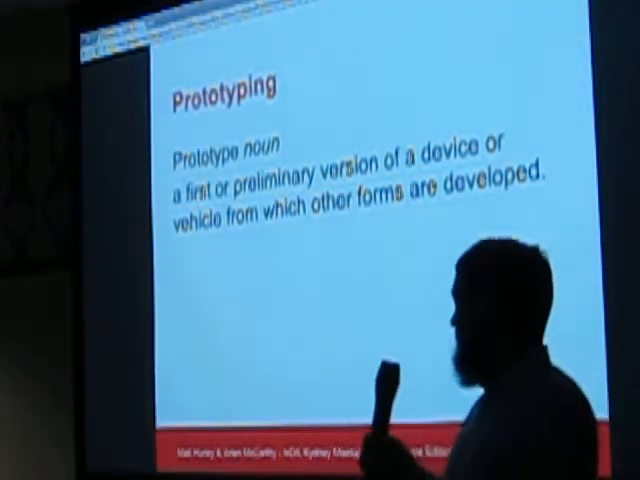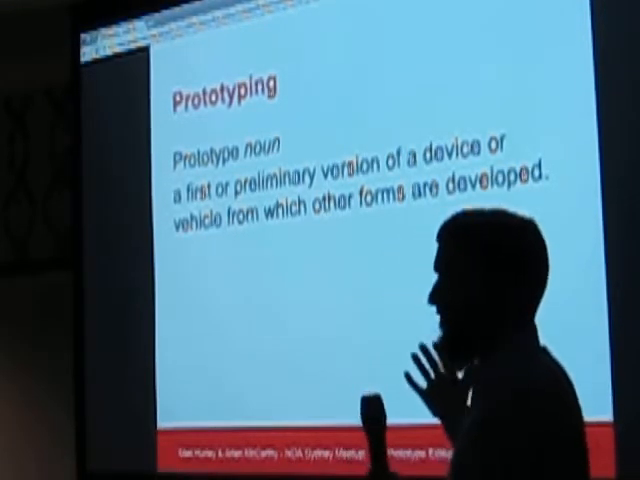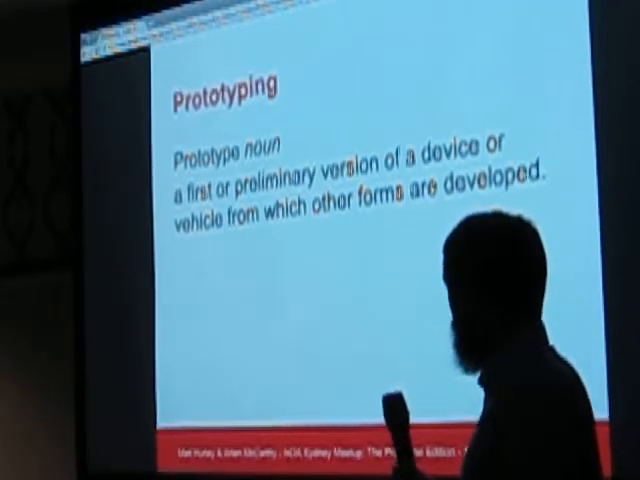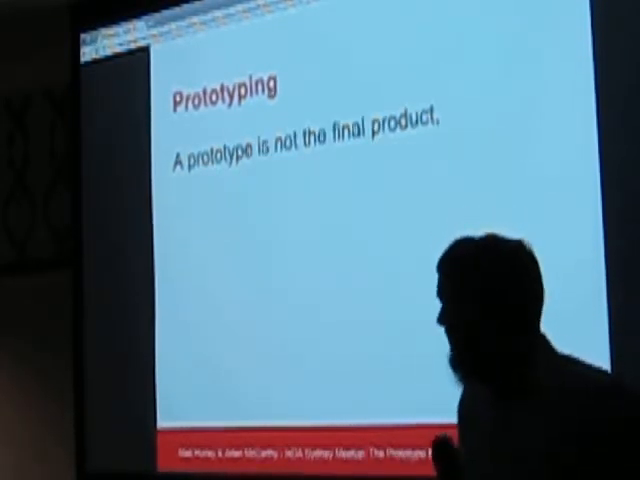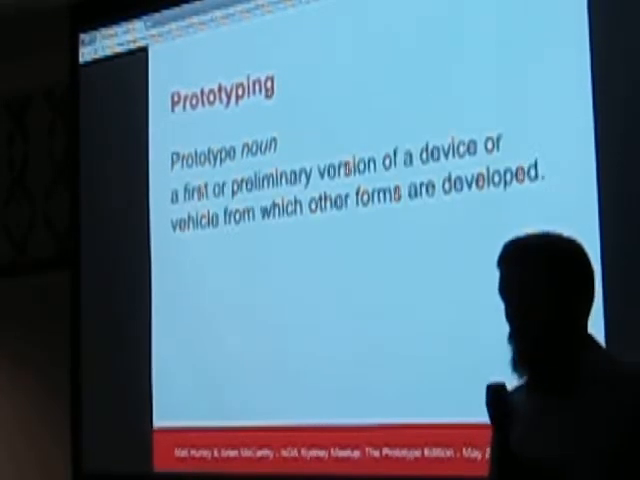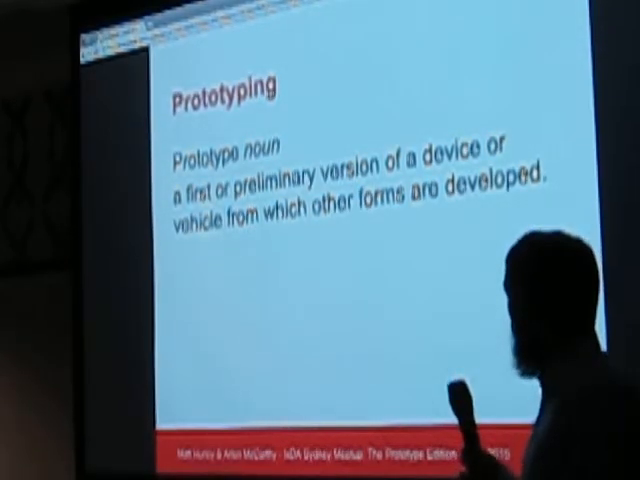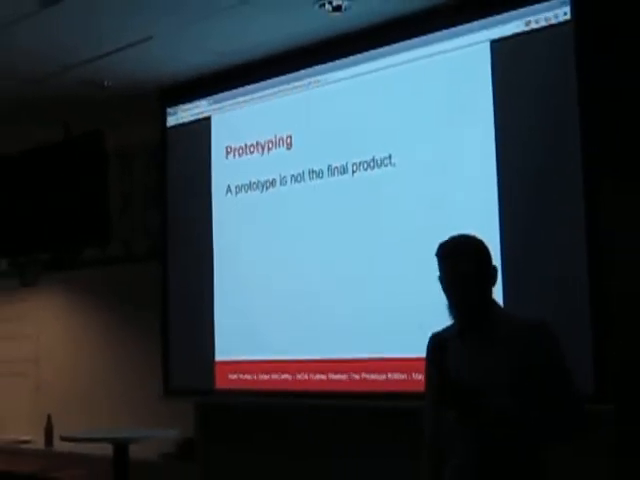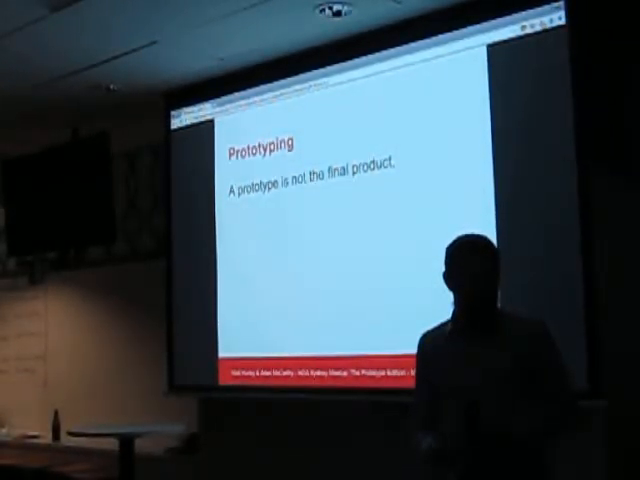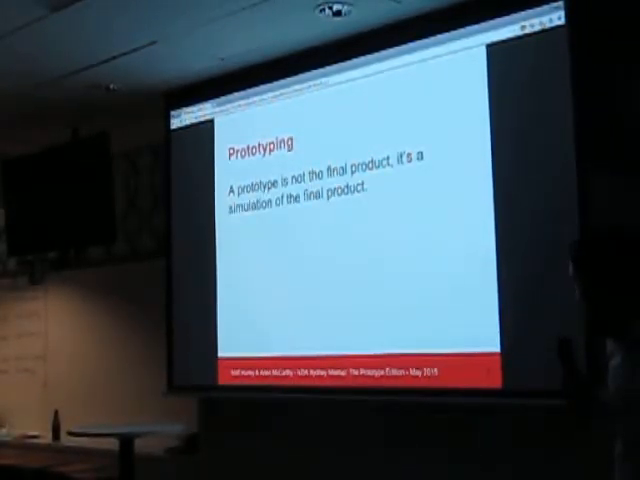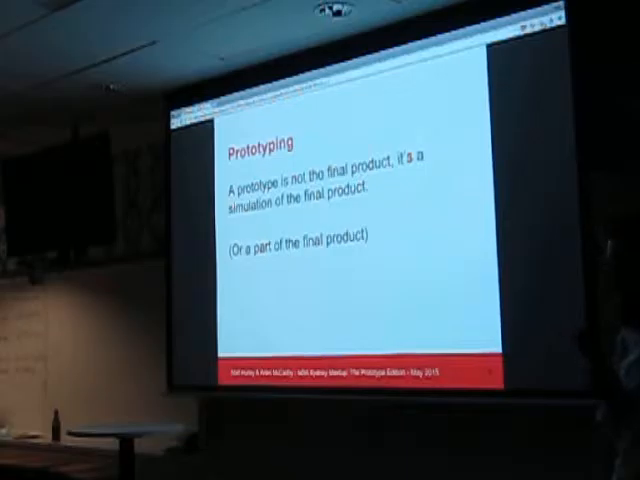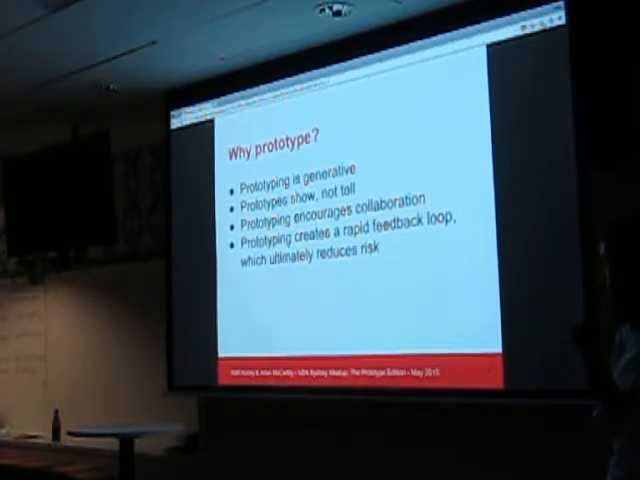Okay, so prototyping is a first or preliminary version of a device or a vehicle from which other forms are developed. So the keywords there being first and preliminary. So it's not the final product. We really should have organized this better, shouldn't we? It's not the final product. It's a simulation of a final product, or a part of the product.